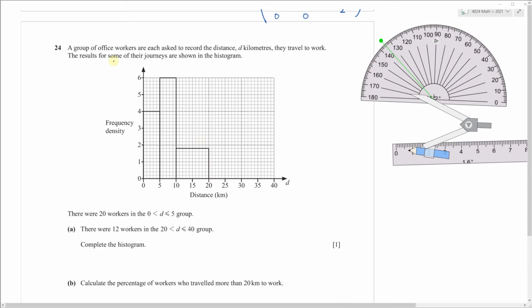Question number 24 is a group of office workers are each asked to record the distance d kilometers they travel to work. The results for some of their journeys are shown in the histogram. So you have frequency density and then distance in kilometers on the x-axis. There were 20 workers in the group which is from greater than 0 and less than 5 kilometers. So 20 people, they traveled between 0 and 5 kilometers to work.